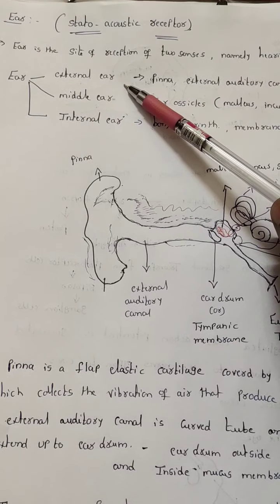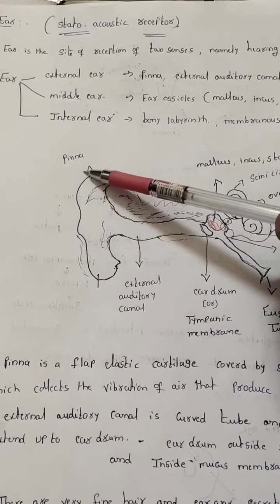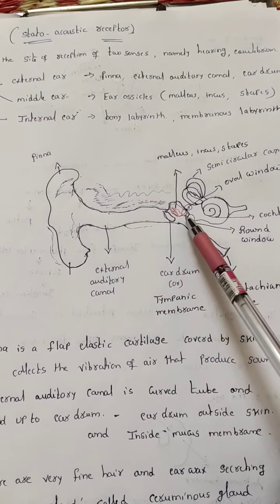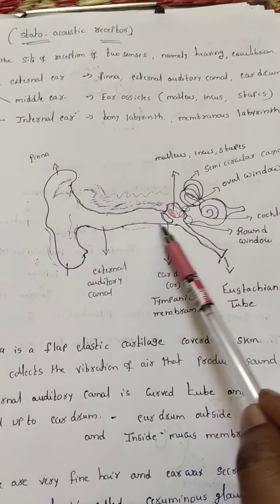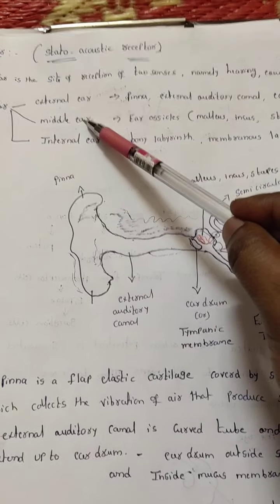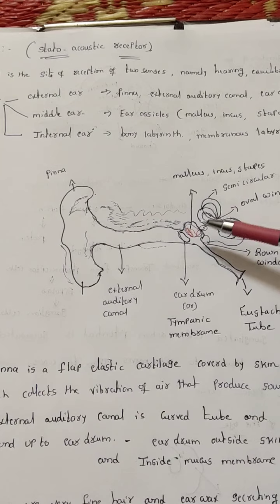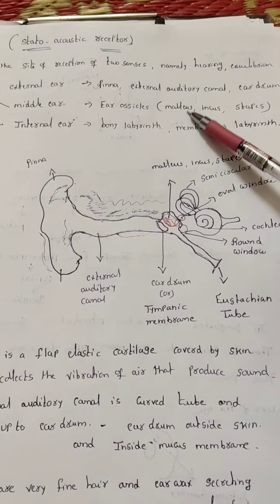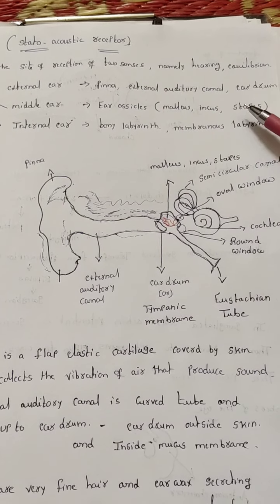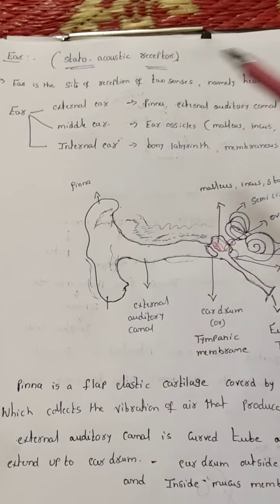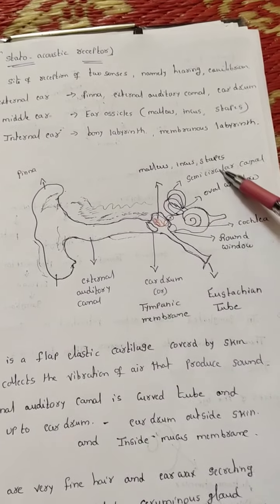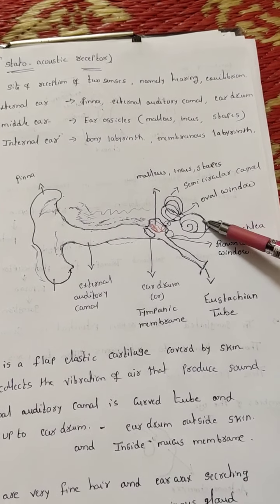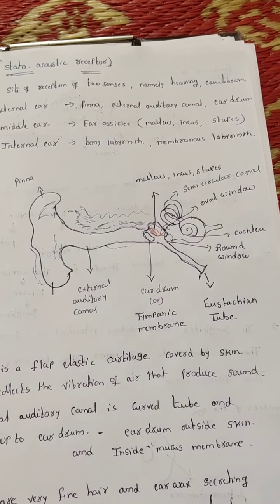The external ear consists of the pinna, external auditory canal, and eardrum. Up to this part it is the external ear, and the middle ear has the ear ossicles. These are the ear ossicles. Three ear ossicles are present: malleus, incus, and stapes. They are the smallest bones in our body. And the internal ear, this whole thing, is called the bony labyrinth. It is covered by a membrane of the same shape, called the membranous labyrinth.